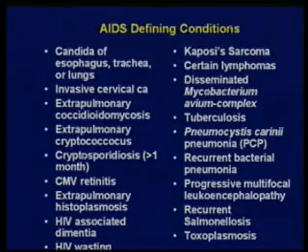CMV (cytomegalovirus) retinitis, extrapulmonary histoplasmosis, a fungal infection, HIV-associated dementia, and there's HIV wasting down here, Kaposi sarcoma, certain lymphomas, disseminated Mycobacterium avium complex, or MAC, tuberculosis, PCP, recurrent bacterial pneumonia, progressive multifocal leukoencephalopathy, PML, recurrent salmonellosis, toxoplasmosis. We're going to talk about some of these in detail.